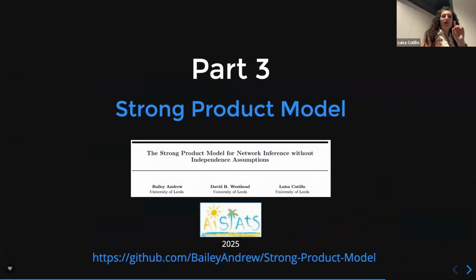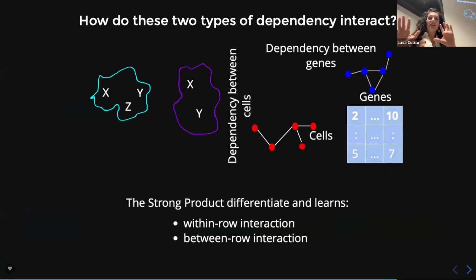Yeah. So the strong product model came out from this kind of reasoning, and there's a GitHub repository for the implementation. This is a new model for the estimation of precision matrices. Let's see which are our assumptions. To give more context to this philosophical discussion, let's stick to the example we kept from the beginning, of cells and genes, okay?